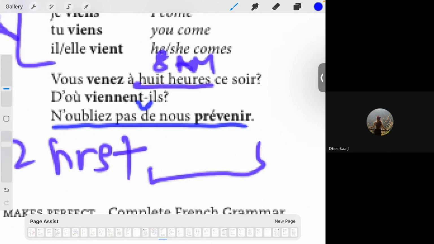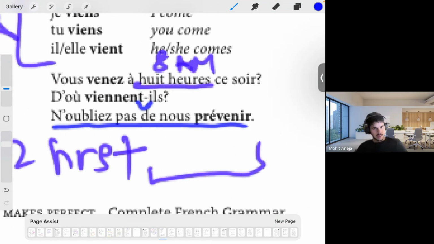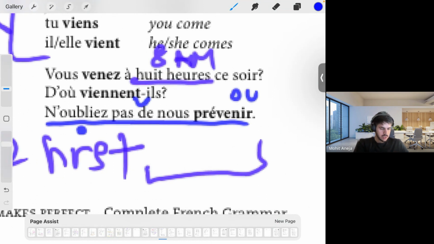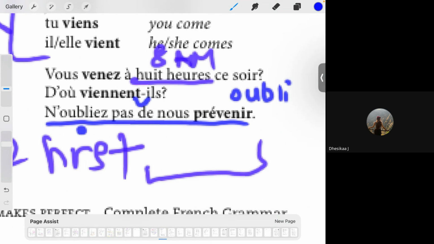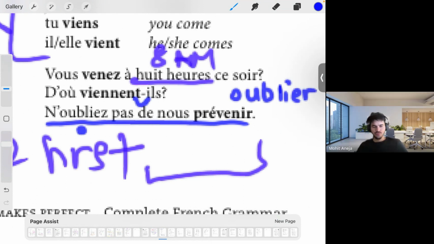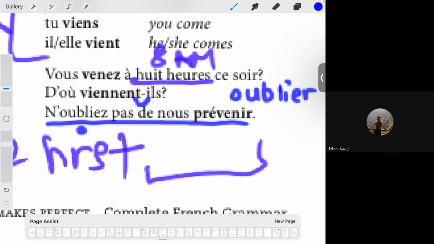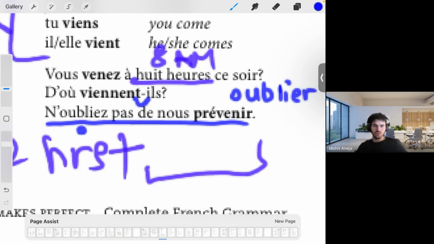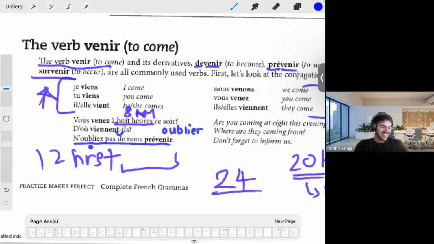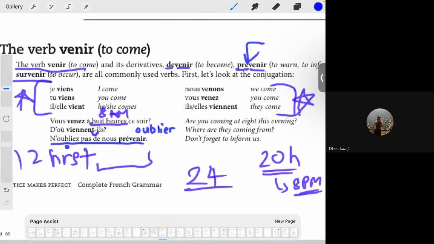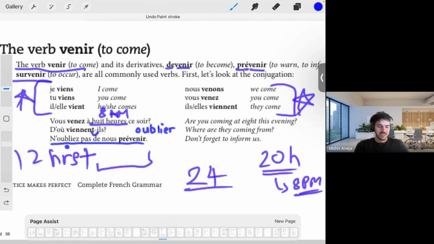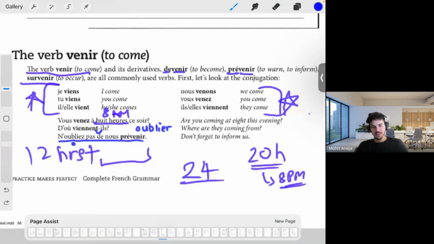Read this out for me. N'oubliez pas de nous prévenir. Very nice. Can you tell me the meaning of oublier? What is the word that we are using here? Oublier, to forget. N'oubliez pas means, don't forget. Prévenir is to warn someone, or to inform someone of something.